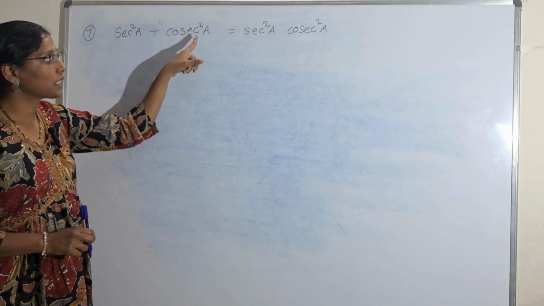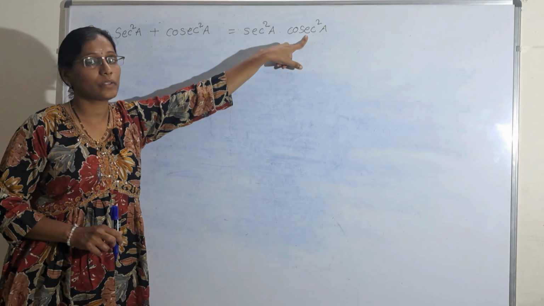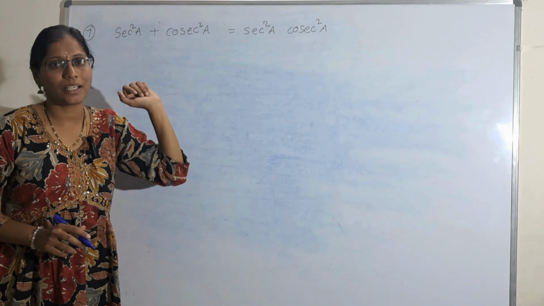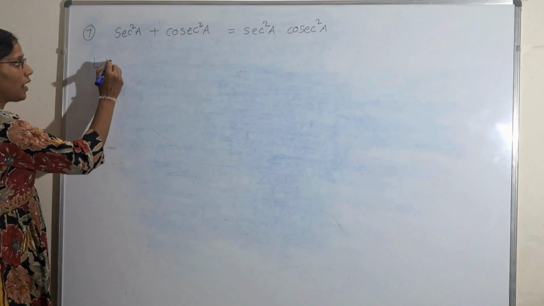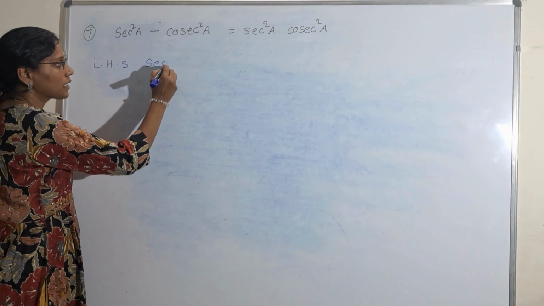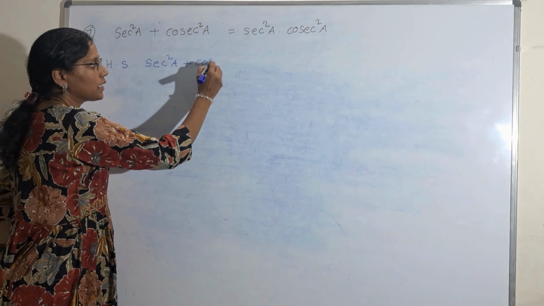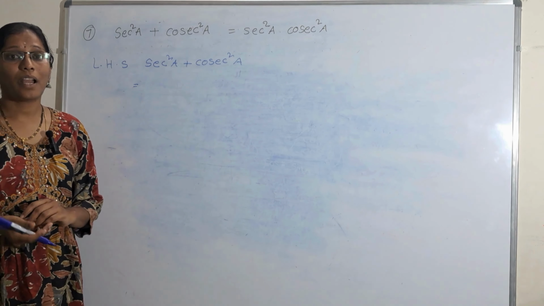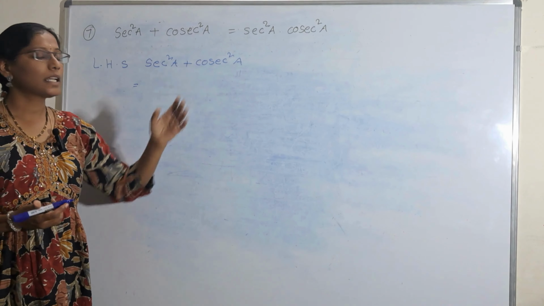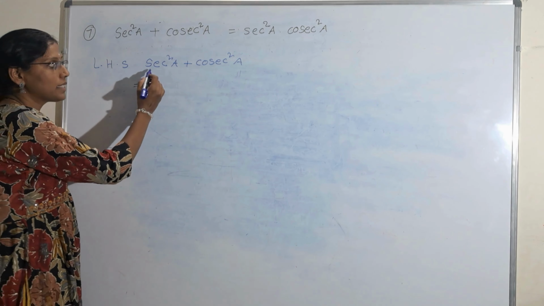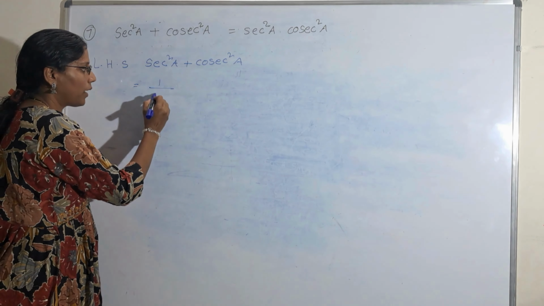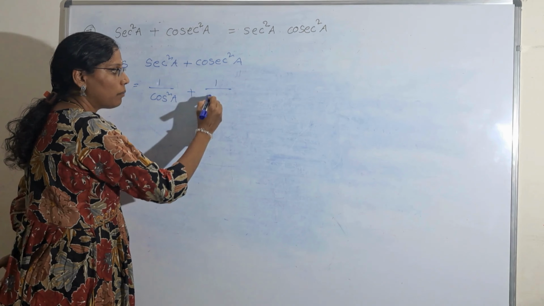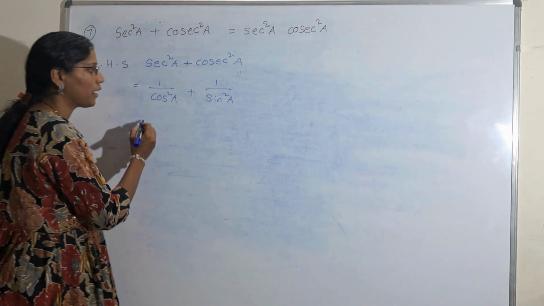Secant square A plus cosecant square A equal to secant square A into cosecant square A. So LHS and RHS are both in terms of secant and cosecant. Here LHS we have to consider: secant square A plus cosecant square A is equal to secant A, we have to write in terms of cos, cosecant in terms of sin. Secant and cos are reciprocals. 1 by cos square A we can write here, plus here cosecant square A, 1 by sin square A we can write.